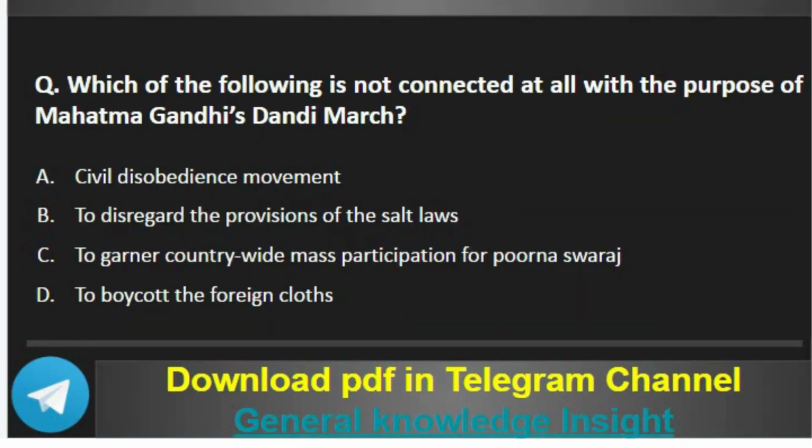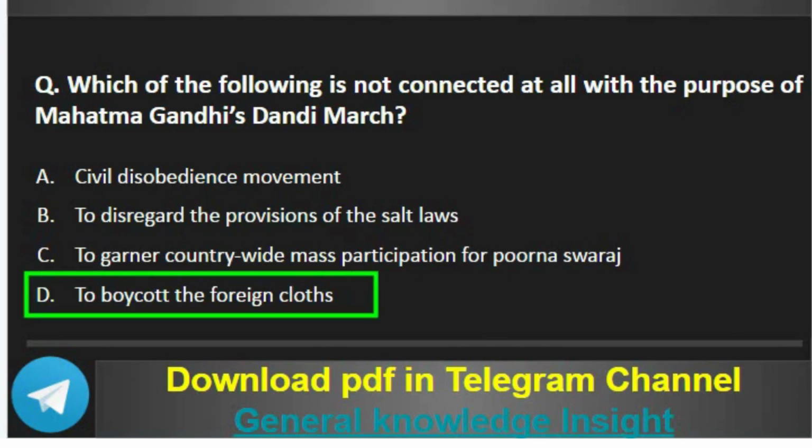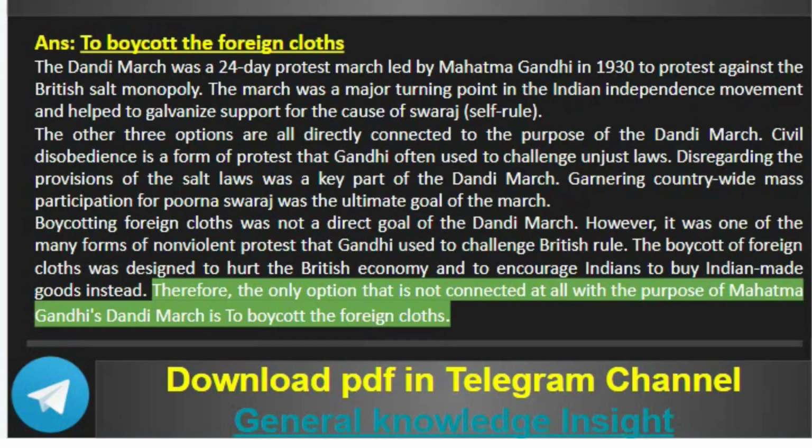Next question. Which of the following is not connected at all with the purpose of Mahatma Gandhi's Dandi March? Here, correct answer is option D, that is, to boycott the foreign cloth. Here in brief explanation, the Dandi March was a 24-day protest march led by Mahatma Gandhi in 1930 to protest against the British salt monopoly. The march was a major turning point in the Indian independence movement and helped to galvanize support for the cause of Swaraj, that is, self-rule.